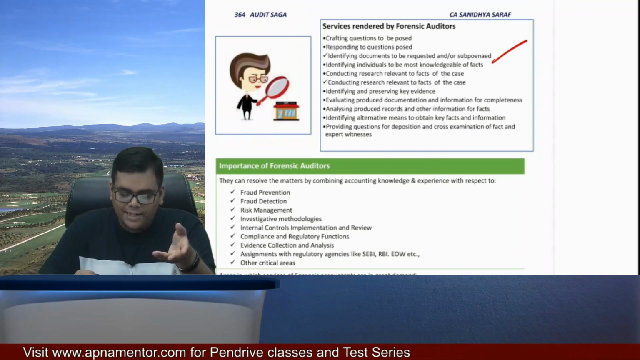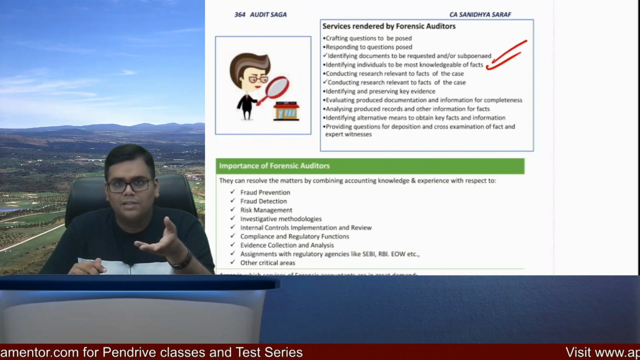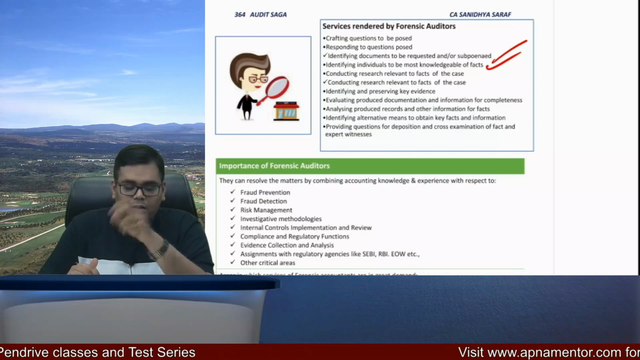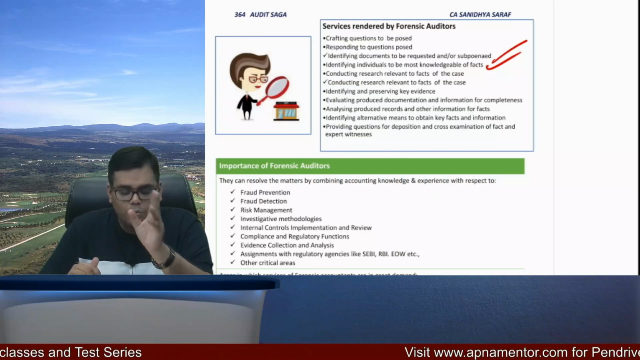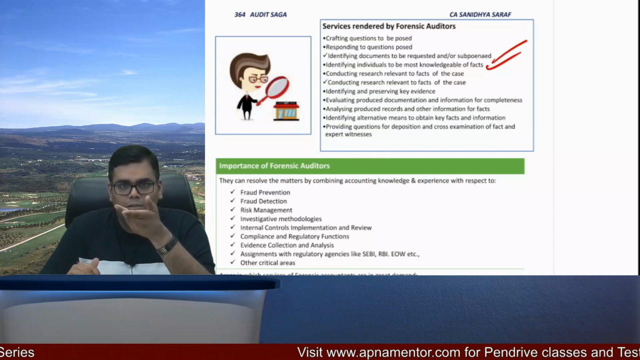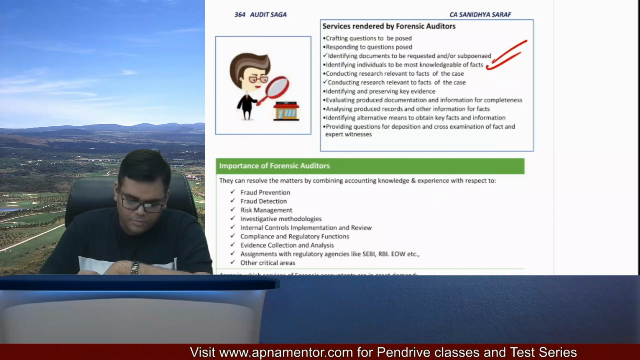Then identifying the individuals, किससे सवाल करना है? Because asking questions to the wrong person in the initial stage might actually alert the real fraudster. So identifying the individuals who are most knowledgeable of facts. At the same time, you have limited time. So you should identify individuals who should be most knowledgeable of facts.